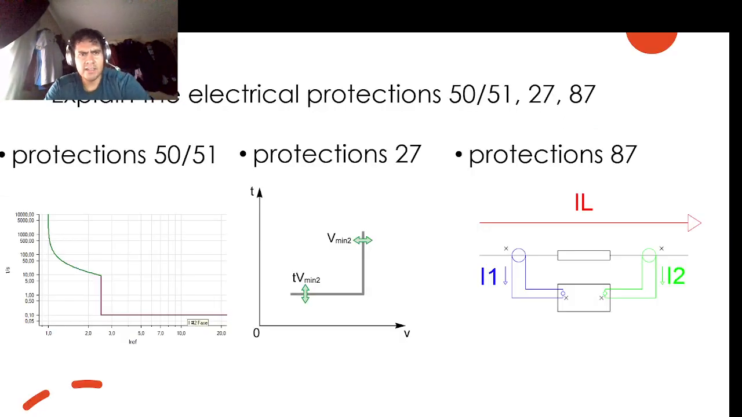The protections, the electrical protection. Okay, the first electrical protection is a 50-51. This protection is a combination of two protections, one instantaneous and one with a delay. You can see in the graph, this point is a 51 protection that depends on the current. If the parameters for activation are exceeded, the time is determined by the difference. The greater the current, the shorter the time it takes to activate.